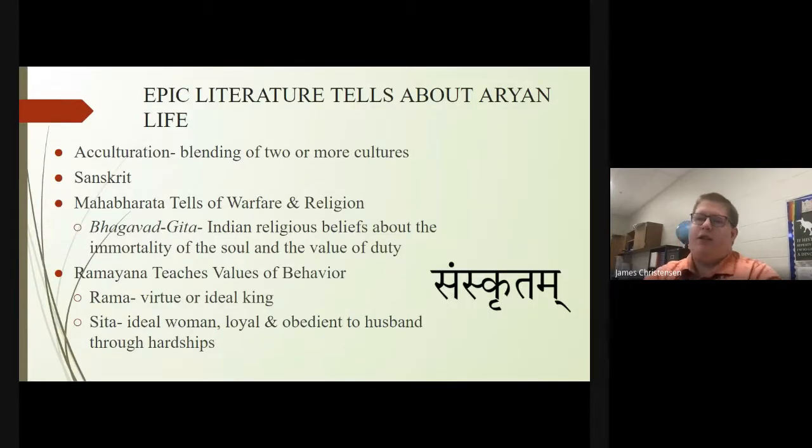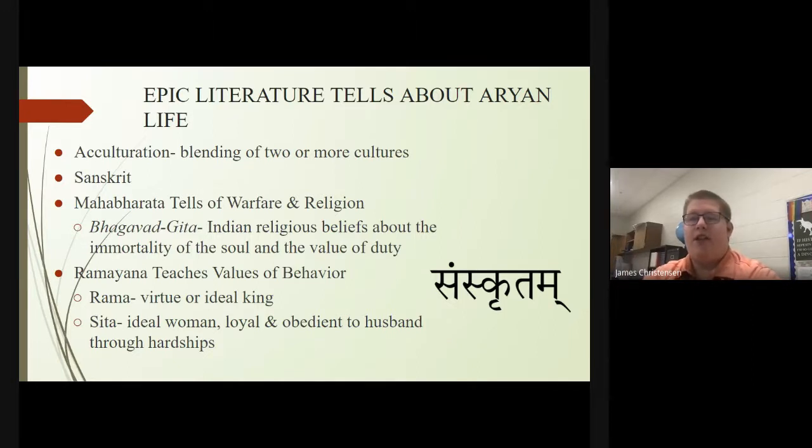Now, epic literature. There are some stories that have come out of there that we have access to. And something known as acculturation is a big part of it. It's the blending of two or more cultures, because we truly see like a melting pot of various cultures in Aryan literature and Aryan life. They used the written language style of Sanskrit, which I have pictured here in terms of their writing. Mahabharata tells of warfare and religion, and the Bhagavad Gita, which is Indian religious beliefs about the immortality of the soul and the value of duty. They give us a lot of insight into their specific lifestyles.